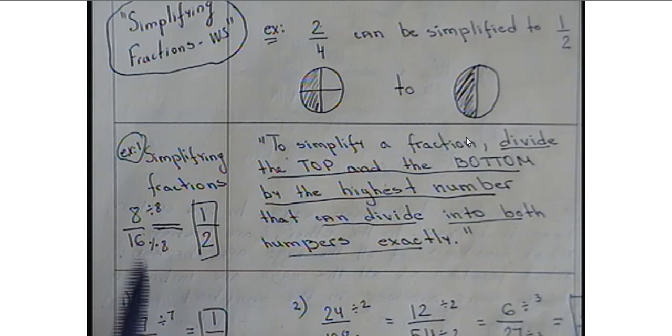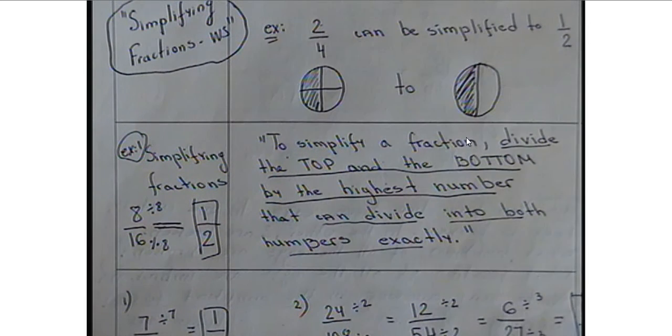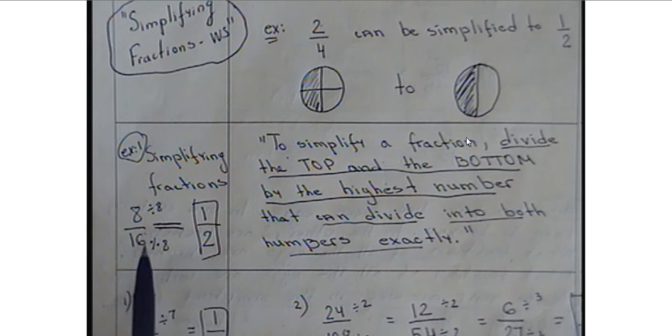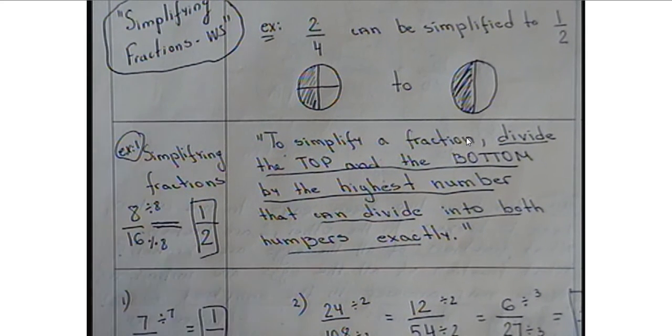So if I have 8/16, you can divide by 2, and you can keep going, dividing by 2 if that will work for you. But if you think about the highest number that you can divide by, in this case 8 fits into 16. So if we divide by 8, the top we will get 1, and 16 divided by 8 we get 2. So 1/2 will be the smallest, simplest form that you can get.